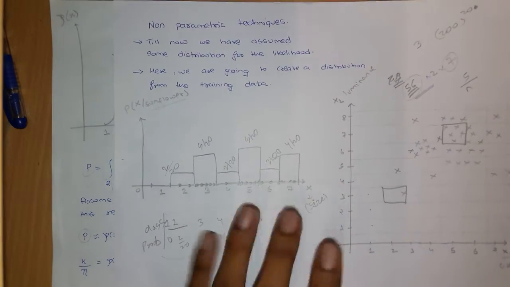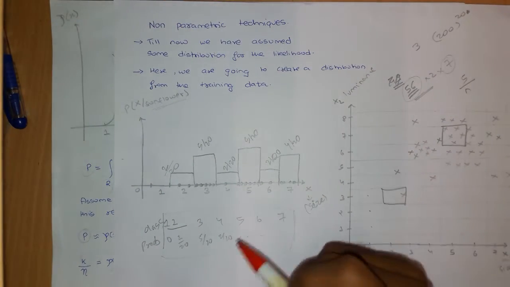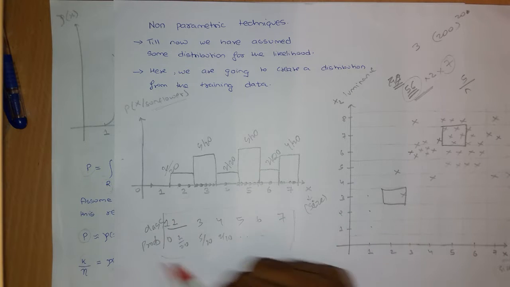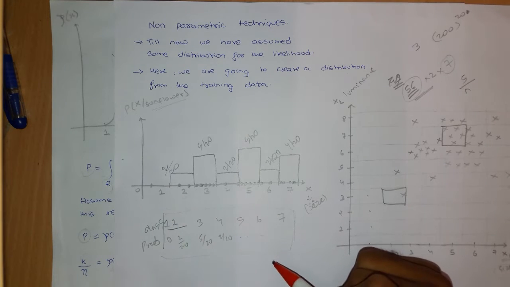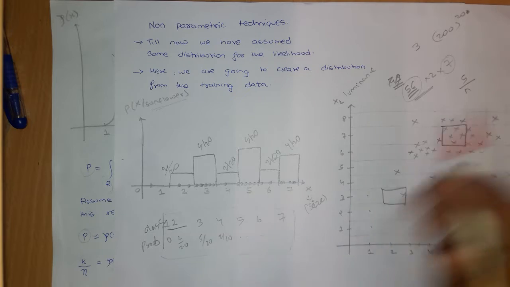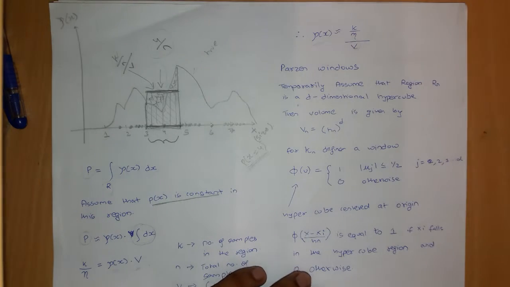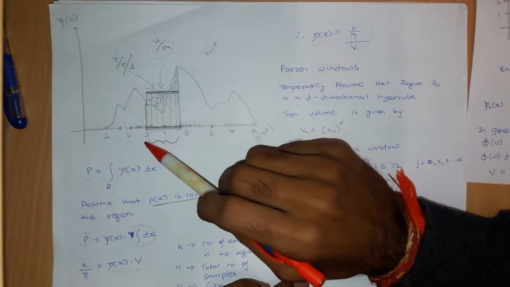So we started with histogram. We saw there was a problem with histogram: a lot of data is to be stored for histogram. So that is a problem over here. Then what we said was, let us just store the data.